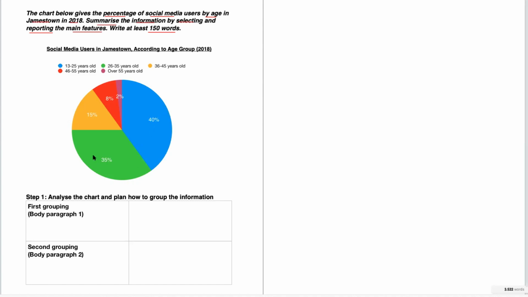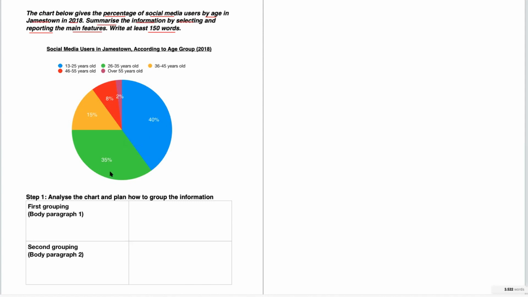Here, for example, we have 5 different segments, and students will usually say, how do you pick 2 groups out of 5 segments? And I understand the point, but this is what you should be doing. You should be looking at the highest groups and the lowest groups. So the largest and the smallest, basically. And so we see here we have 13 to 25-year-olds in blue. That is 40%. And then the next highest is 26 to 35-year-olds, and that is 35%.